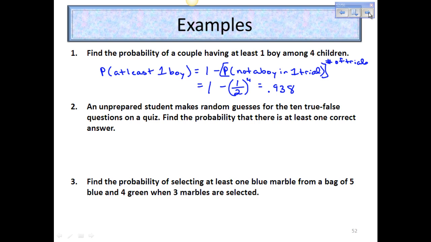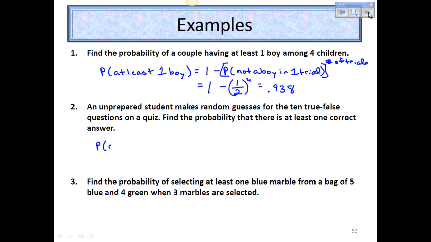Example 2. An unprepared student makes random guesses for the 10 true-false questions on a quiz. Find the probability that there is at least one correct answer. So let's ask ourselves, are these independent? The fact that you answer correctly on one, does that affect the probability that you answer correctly on another? No. These are true-false questions, so answering incorrectly and correctly, you have a 50-50 chance, right? So the probability is 1/2 that you do not answer correctly.